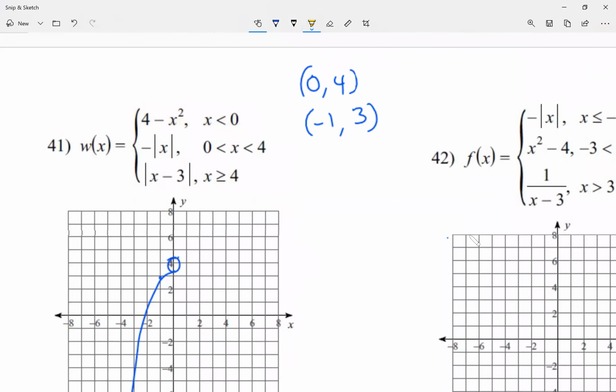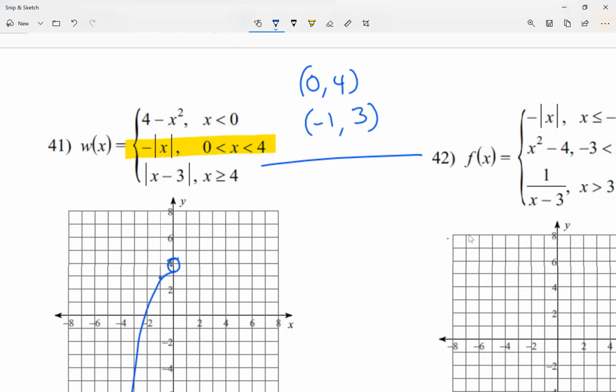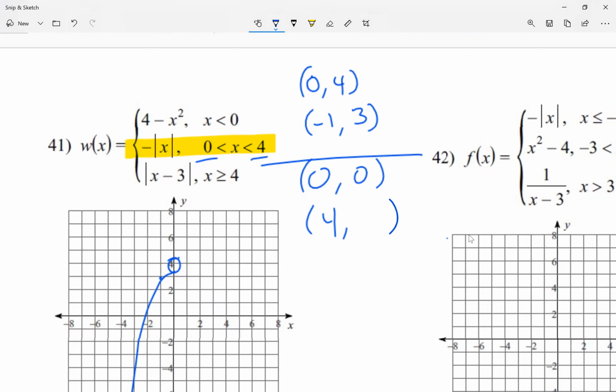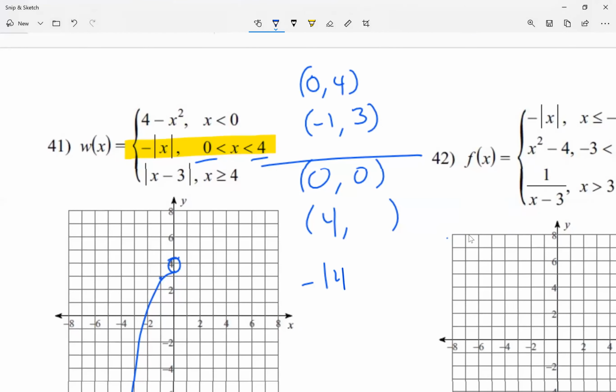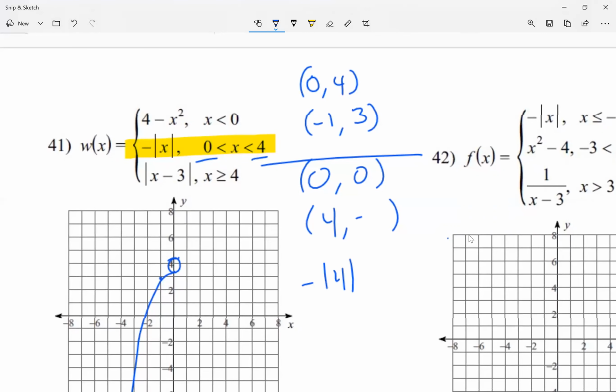Now let's take a look at the second graph. Absolute value, I expect a V shape. So let me draw a line. My vertex, I expect it to be (0, 0). And then I'm gonna use x equals 0, x equals 4. I already have the first one. So now if x equals 4, let me plug it in. I have a negative absolute value of 4. That gives me that my y value should be negative 4.